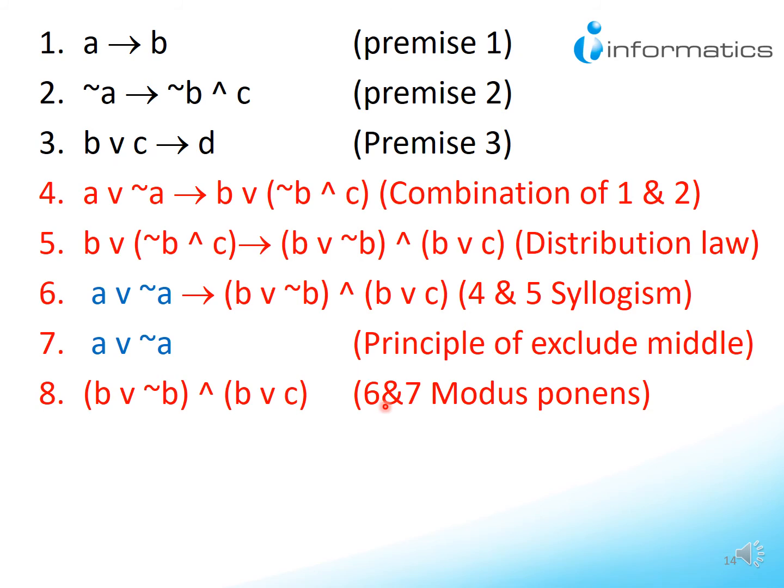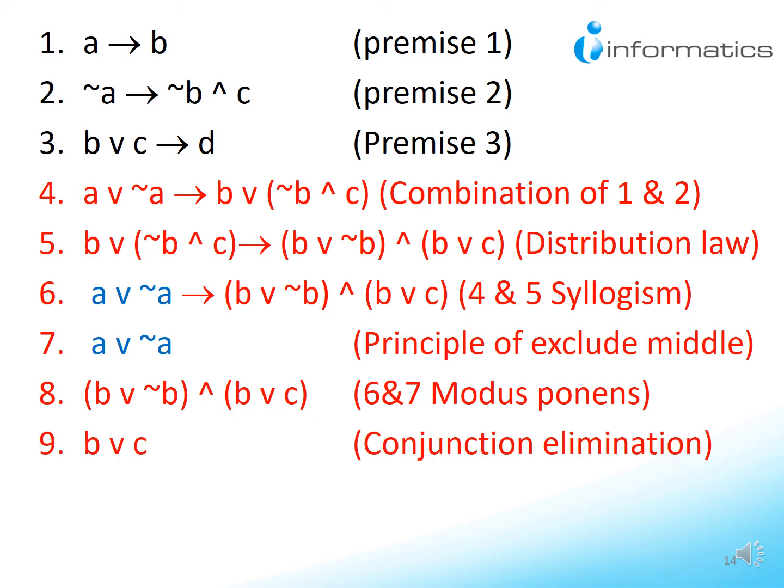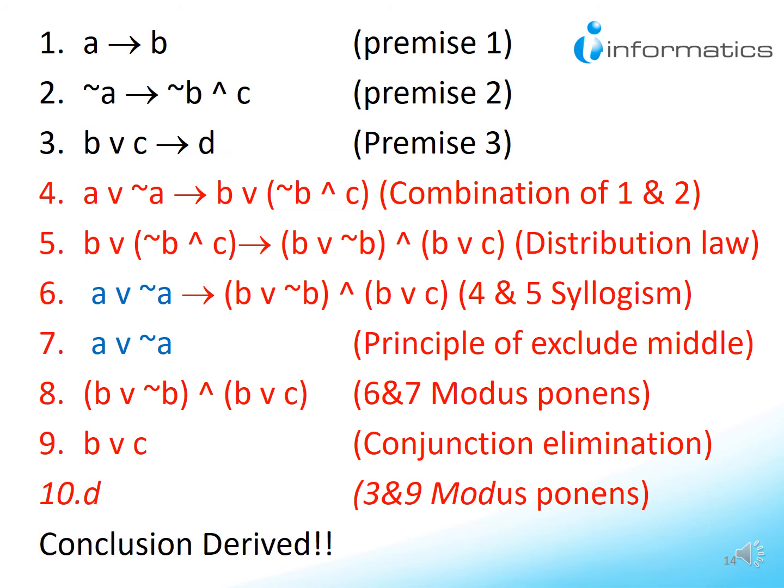From statements number 6 and 7, we can apply modus ponens. X imply y, and x is true, therefore y is true. From statement number 8, x and y is true, we can conclude that y is true. Now, from statement 3, x imply y, and x is true, we can conclude that y is true. Therefore, D is true. And we have derived the conclusion.